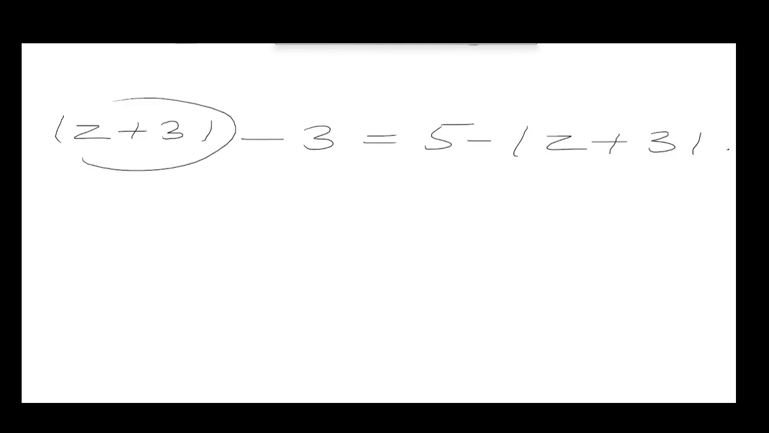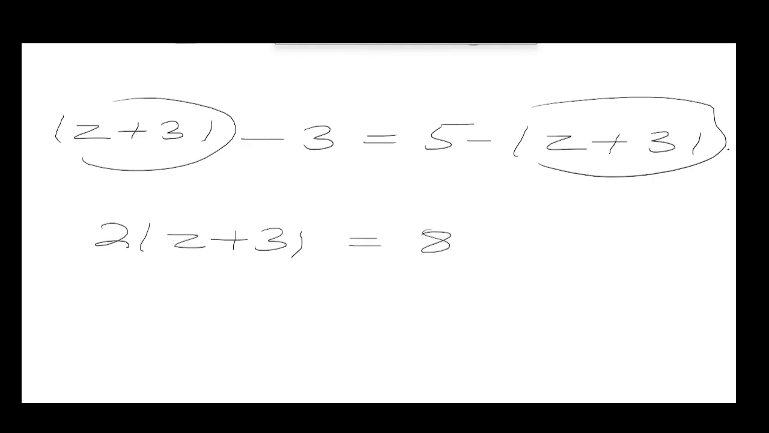Okay, so here we also have z plus 3, here we also have z plus 3. Let's just say we have 2, then z plus 3. That will be equal to 8. Why? Because negative 3 goes to the right and 5 will be added with 3, that results in 8. So now here we have 2, so 2 will be divided by 2 and 8 will be divided by 2. 2 and 2 get cancelled. 8 divided by 2 is 4. So we can write that the absolute value of z plus 3 is equal to 4.